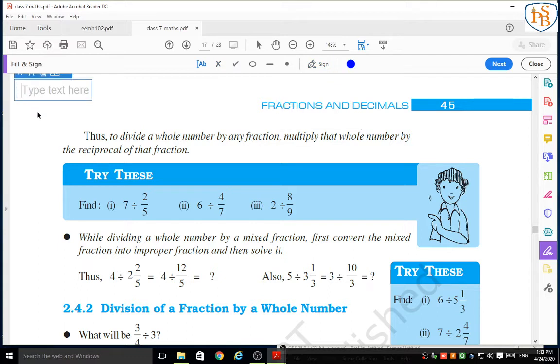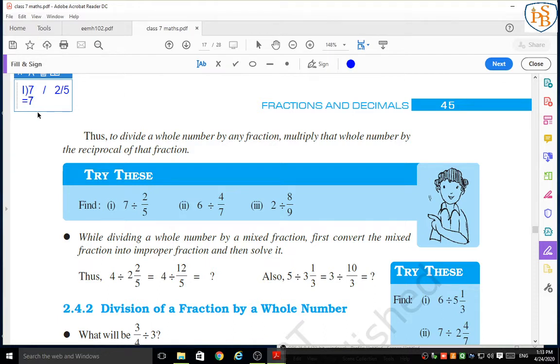Here I am going to solve this. The first question is 7 divided by 2 upon 5. Now here is how we can solve this. 7 is the whole number and we have to divide that number by 2 upon 5.